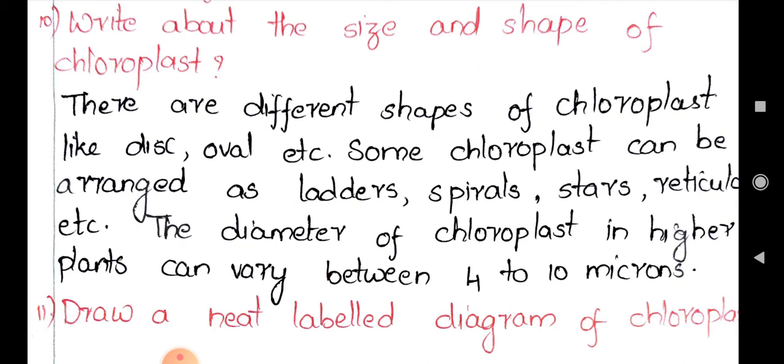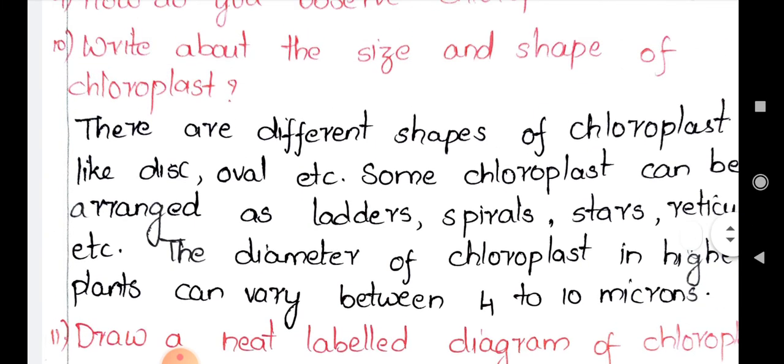The same question was repeated, and here one extra point they have given is: what is the size of the chloroplast? The diameter of the chloroplast will be 4 to 10 microns. Only with the help of the microscope can you observe this chloroplast. So the size of the chloroplast is 4 to 10 microns. So this is the answer for the 10th question.